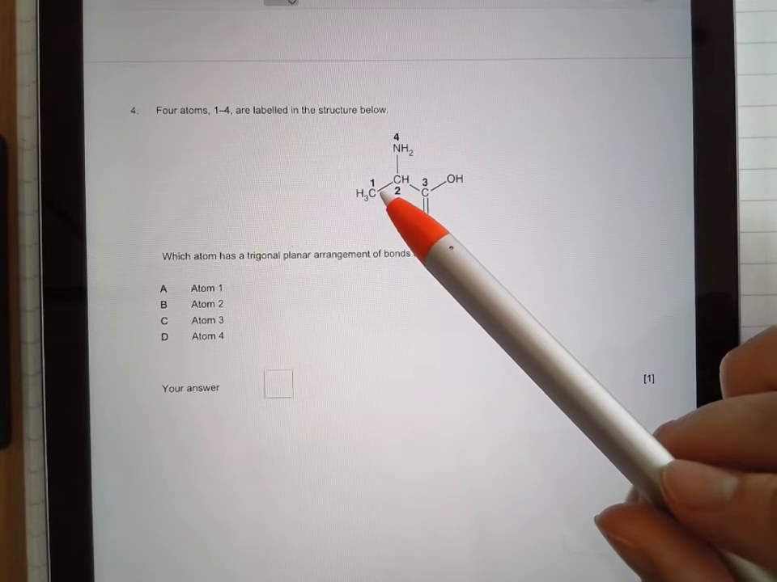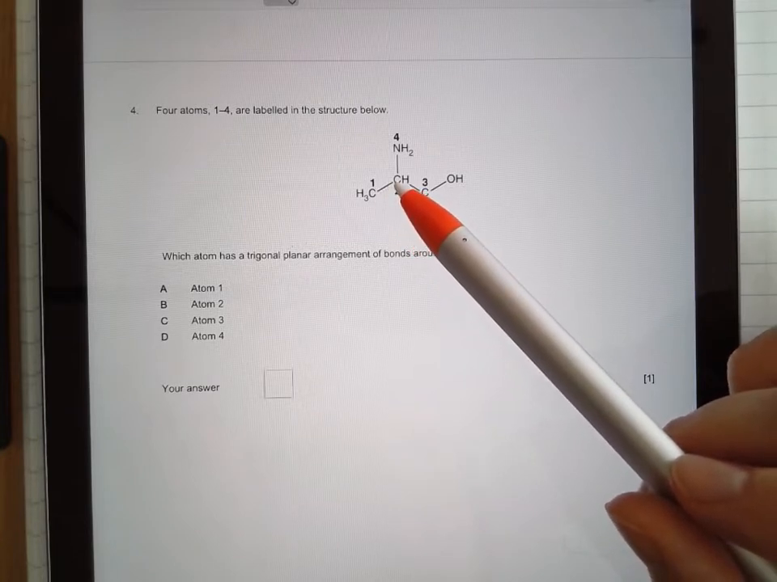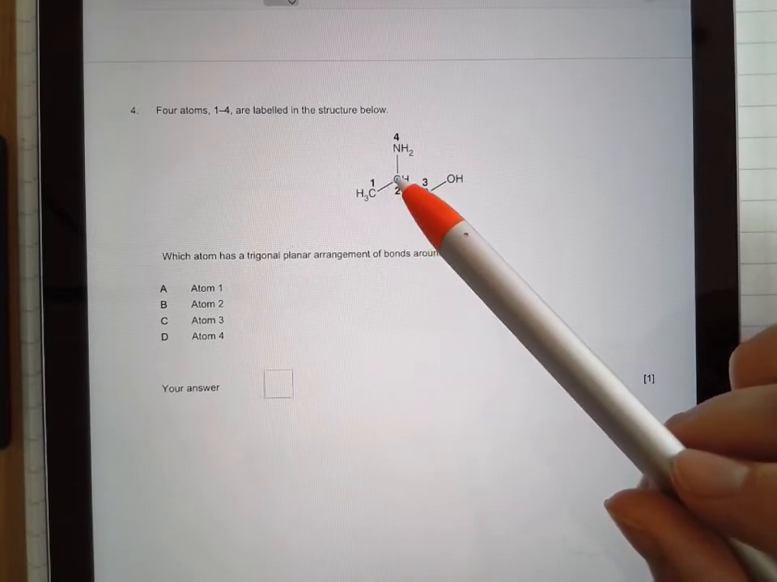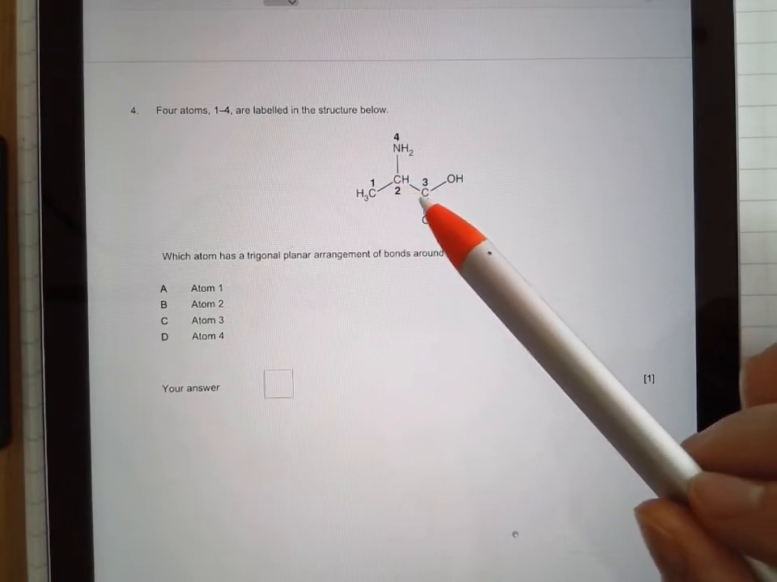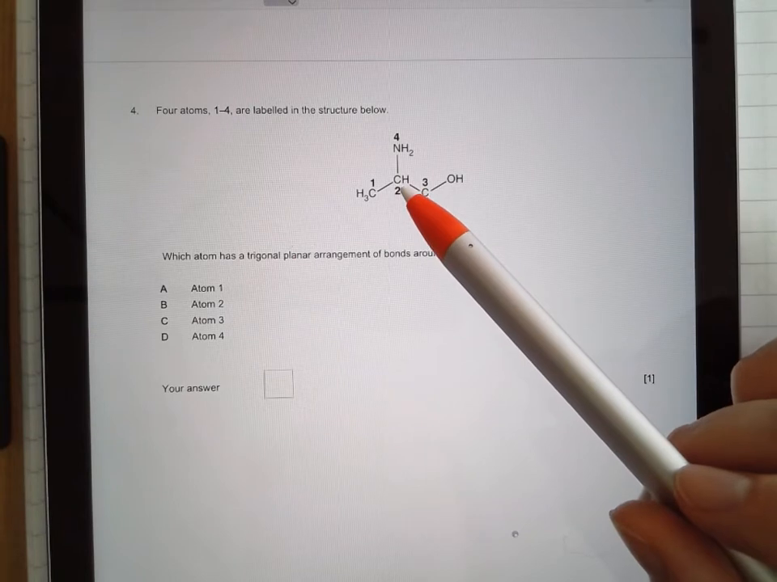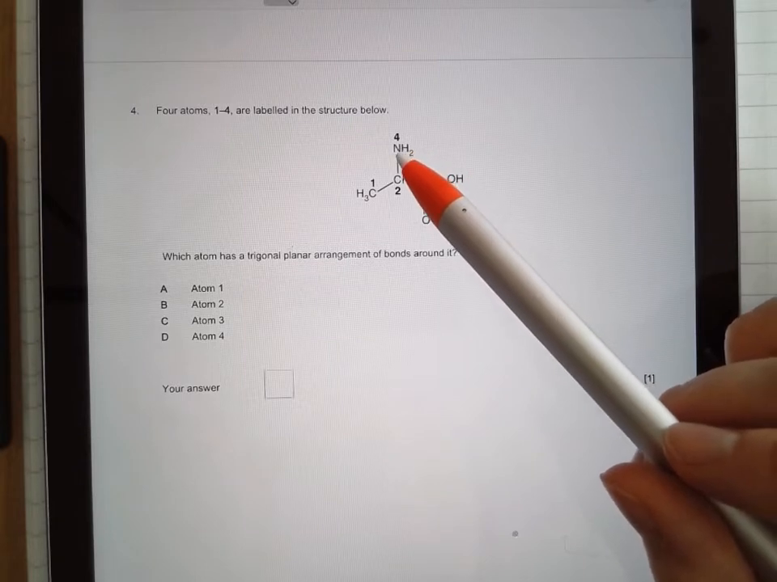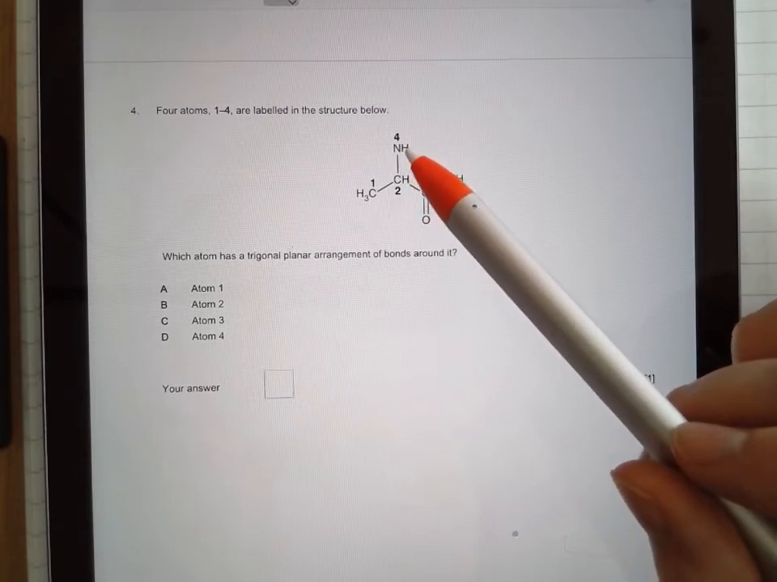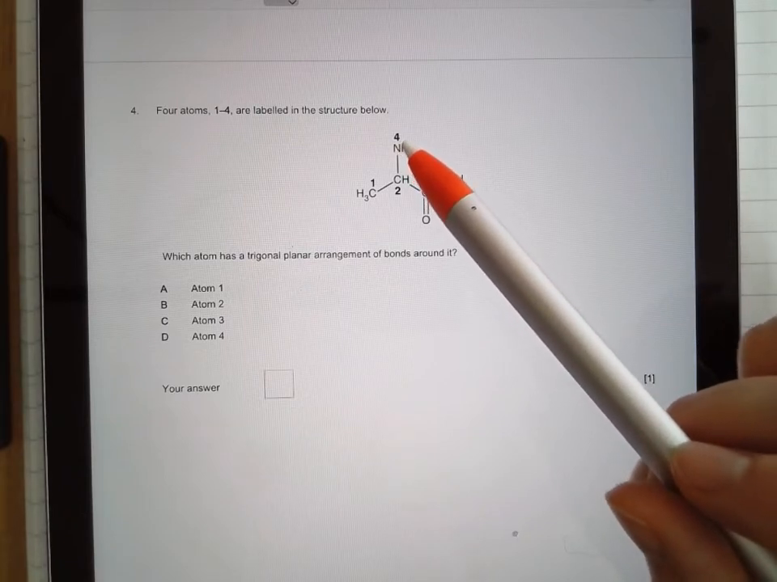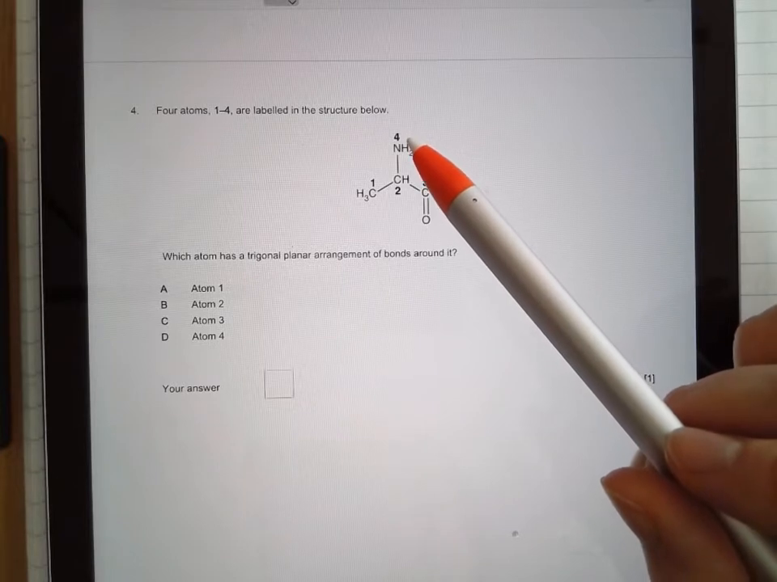It's not trigonal planar. If I look at option 2, this carbon has got 1 bond to a carbon, a bond to a nitrogen, a bond to a hydrogen, and a bond to another carbon. Again, it's got 4 bonds around it. It's going to be tetrahedral. This nitrogen has 2 hydrogens, and a bond to a carbon. So it's got 3 bonds around it, but we have to remember that nitrogen also has a lone pair, and 3 bond pairs, 1 lone pair is trigonal pyramidal.